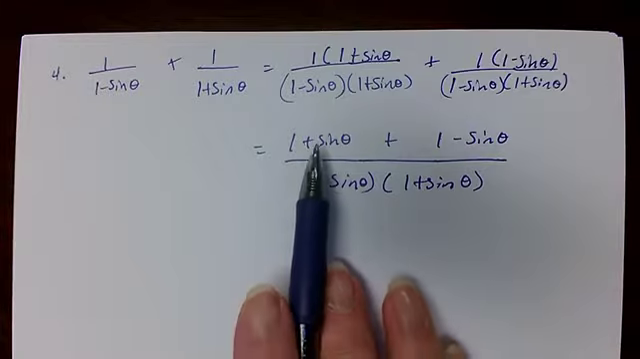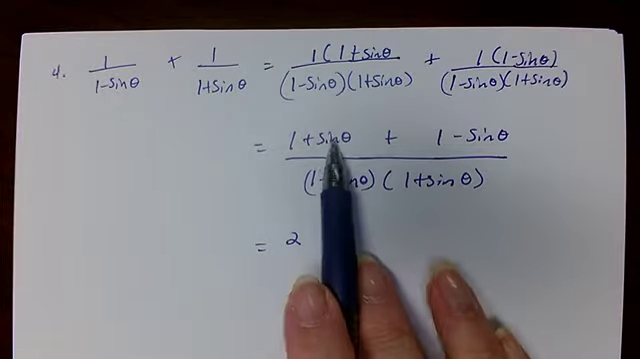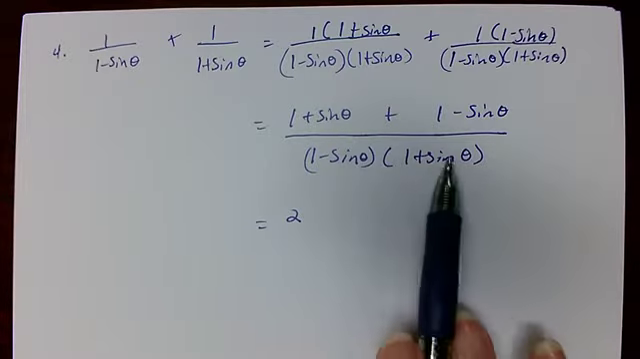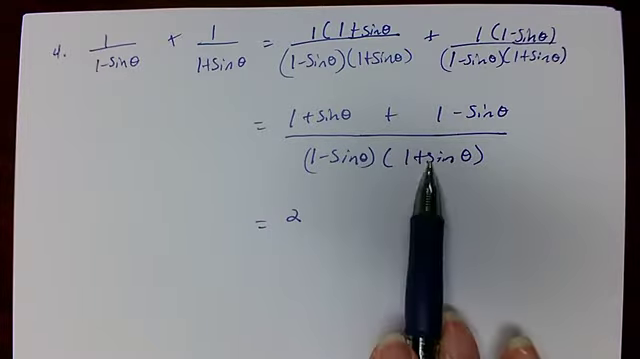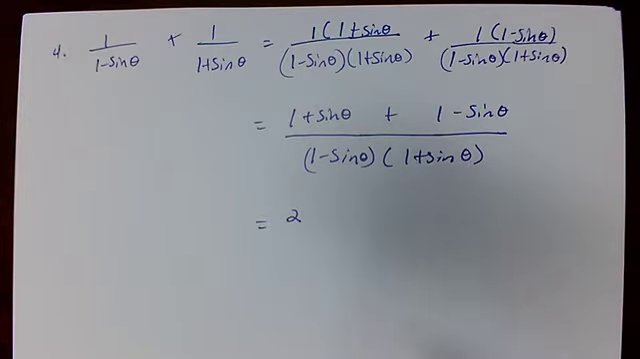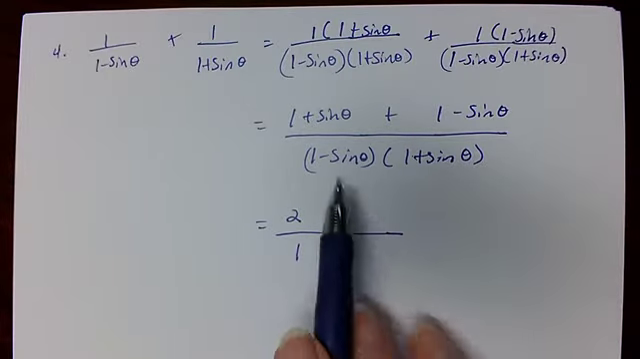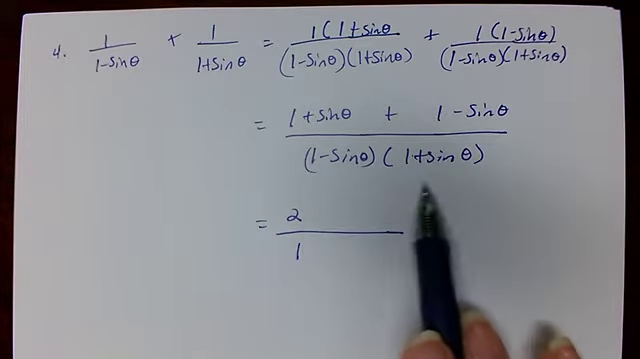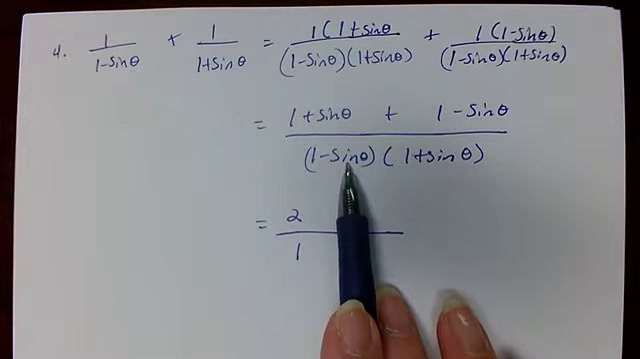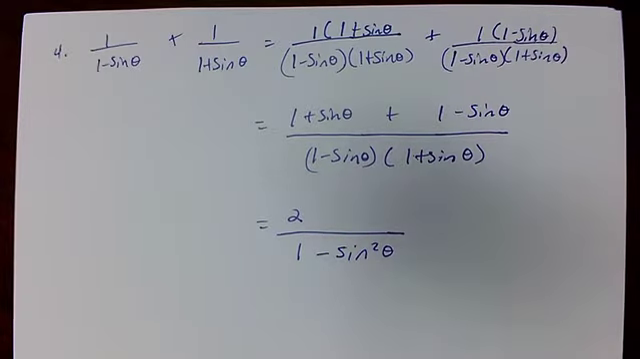So now I can combine like terms on the top. I have 1 plus 1 will get me 2, and sine theta minus sine theta cancels out. Well, I want to simplify down, so I'm looking at my denominator and I see that these are really the difference of squares. I have the exact same thing in both parentheses, except one has a minus, one has a plus. So that tells me when I multiply, I get the difference of squares. So 1 times 1 is 1, and if I FOIL this out, I would get a positive sine theta, and then I would get a negative sine theta. So they'll cancel, and then I get negative sine theta times sine theta will get me negative sine squared theta.